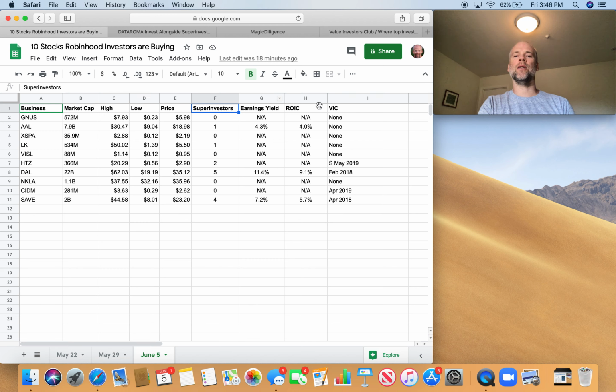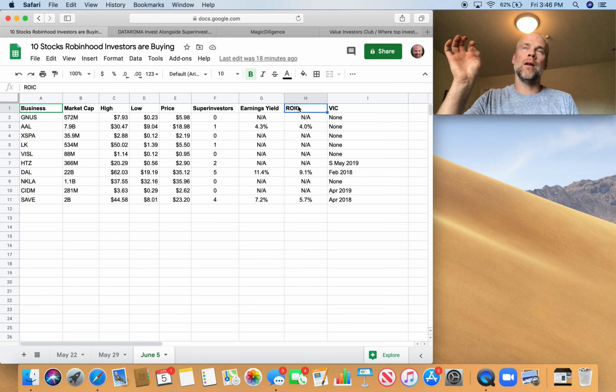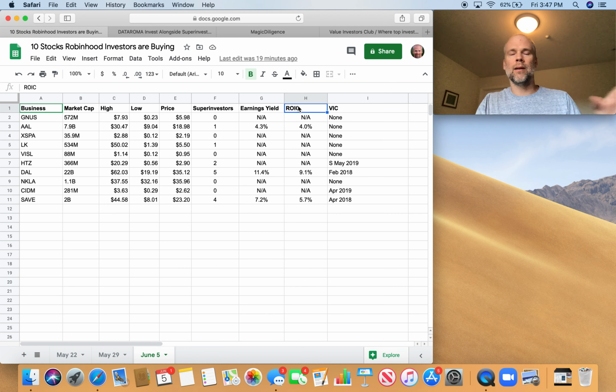The second one is earnings yield and return on invested capital. Now I have those bundled together as one criteria because this is the magic formula criteria from Joel Greenblatt. Earnings yield is a measure of how cheap a company is, and return on invested capital is a measure of how good a business is. When you combine those two, you get the best combination of good and cheap, which is really what we want as investors. We want great businesses and we want a compelling purchase price. So these are two great metrics to look at.